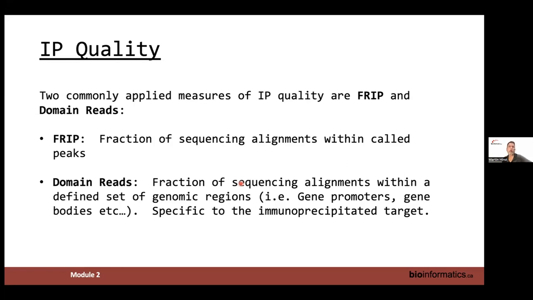Another common metric that's generated is domain reads. So this requires a little bit of foreknowledge in terms of what the expected signature will be for the IP, or the expected occupancy for the particular mark that you're looking at. So for example, if you're looking at H3K27 acetylation, you can take a set of enhancer regions that have been defined by, let's say, the ENCODE consortium, and then you can compute how many of your enriched regions overlap with known enhancers. And obviously, the higher the amount of overlap, the better the quality of that particular IP.